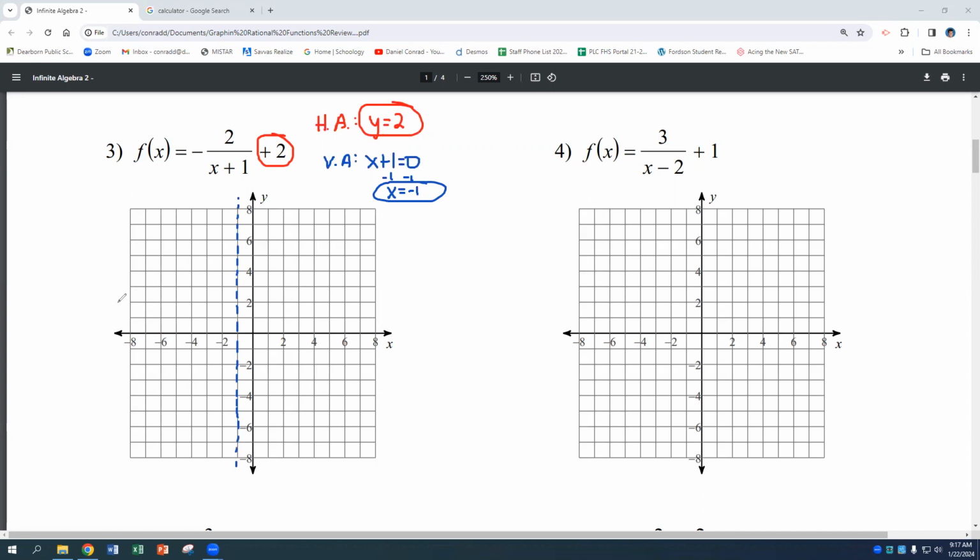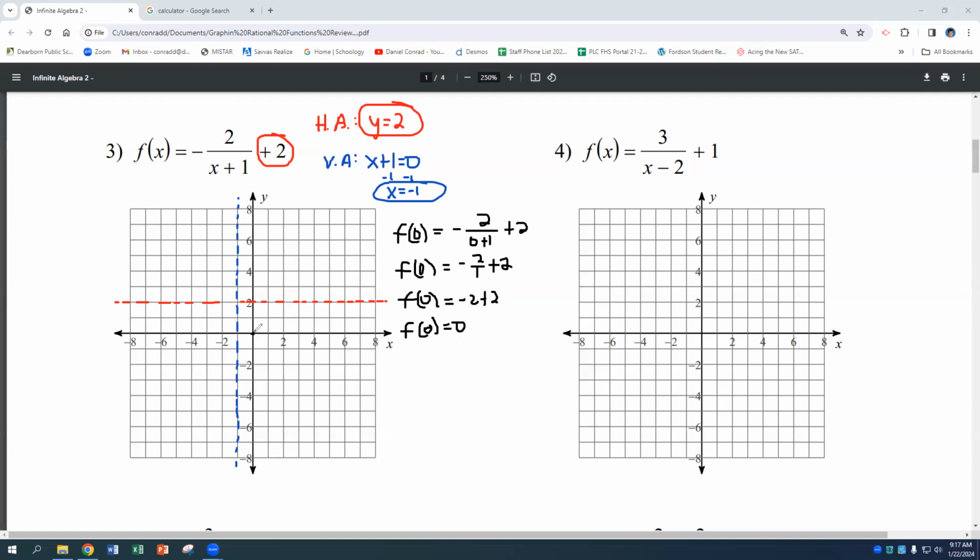Horizontal at 2. Okay, and again, I'm going to pick the point 0, and I'm just going to plug in the point 0. So f of 0 equals negative 2 over 0 plus 1 plus 2. That's going to give me negative 2 over 1 plus 2, which gives me negative 2 plus 2, which gives me 0.